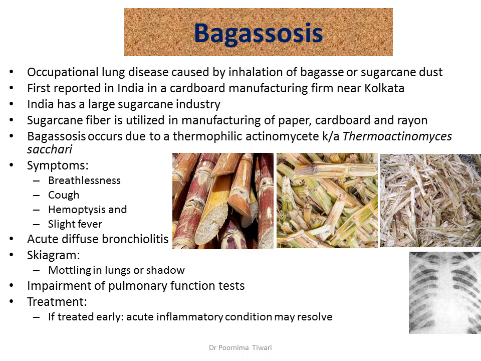Treatment: if treated early, the acute inflammatory condition may resolve and the person may improve. But if left untreated, it progresses further and leads to diffuse fibrosis, emphysema and bronchiectasis.